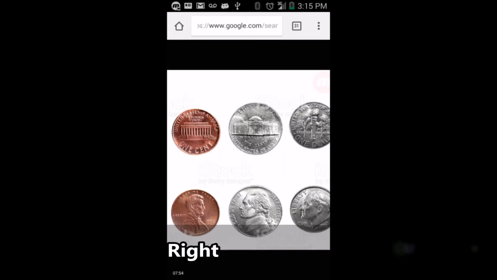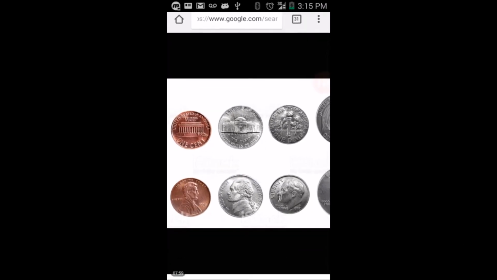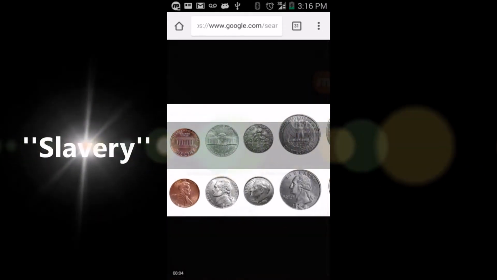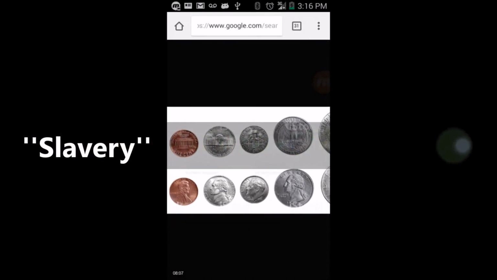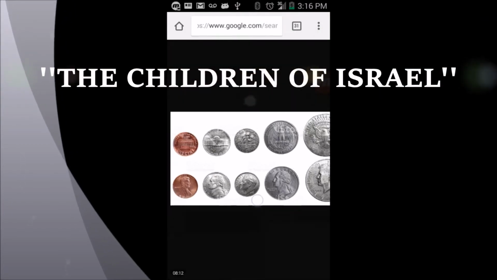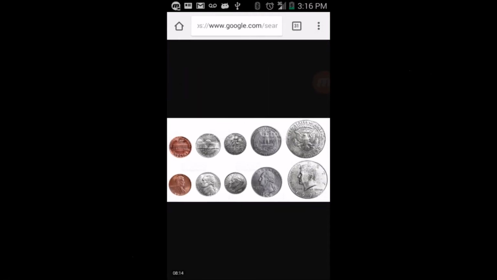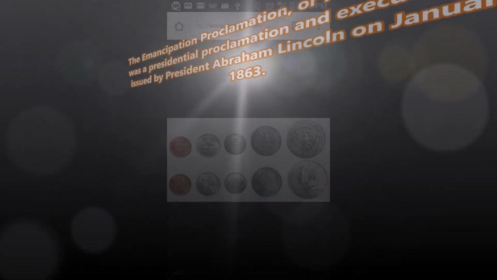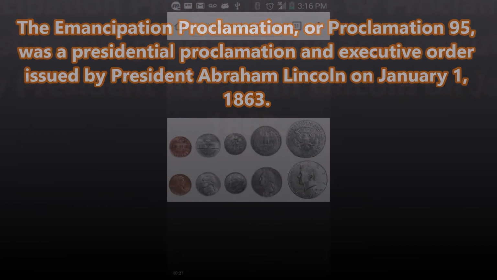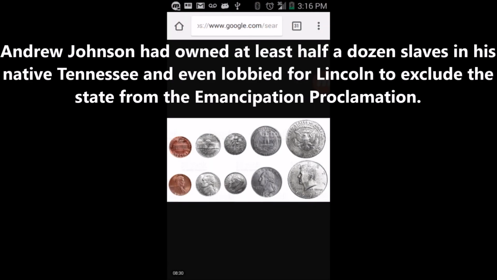Why is that, brothers and sisters? Because when you think about President Abraham Lincoln, you think about slavery. And when you think about slavery, guess what else? You think about the children of Israel. Yeah, that's right. Because Abraham Lincoln supposedly freed the slaves in the year 1865. Remember that? Dealing with the Emancipation Proclamation. So Abraham Lincoln had dealings on behalf of the slaves.